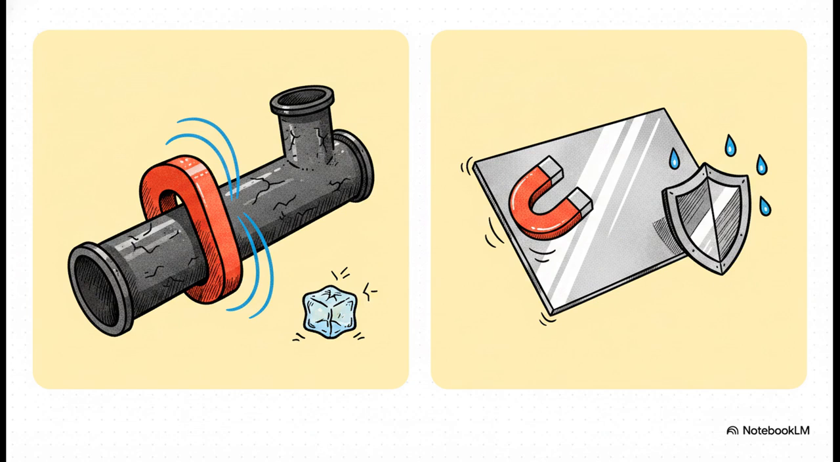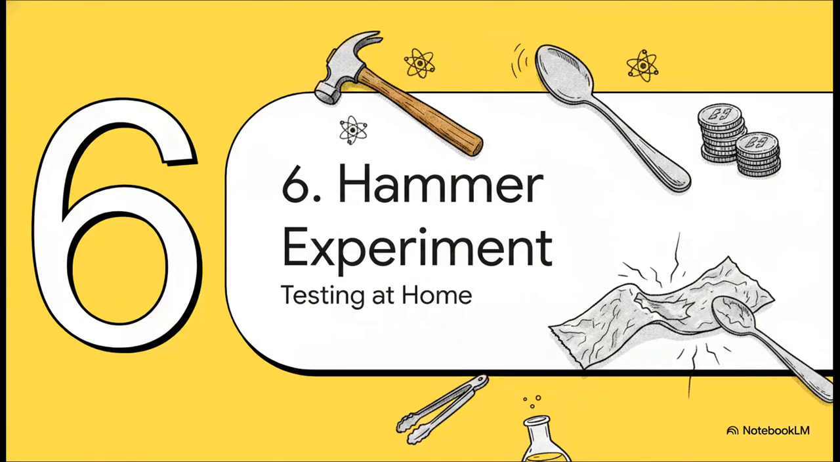Conversely, when you specify 300 series stainless steel, like 304 or 316, you're getting our austenite structure. It's a tiny bit lower in absolute strength, but it features incredibly high toughness. It thrives in freezing temperatures, it has fantastic anti-corrosion properties, and yep, it is totally non-magnetic. And finally, Section 6, the hammer experiment.